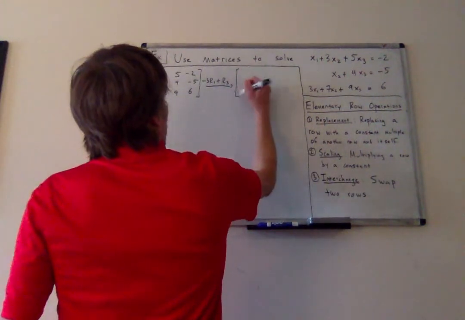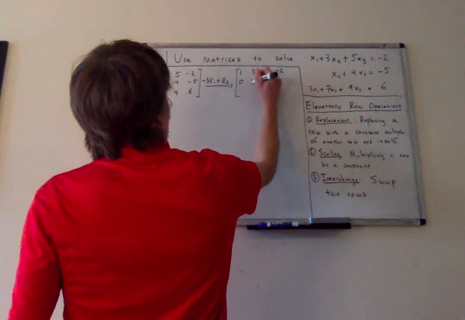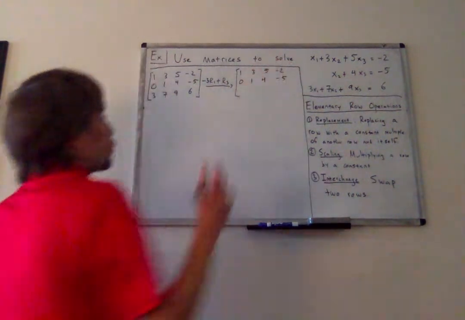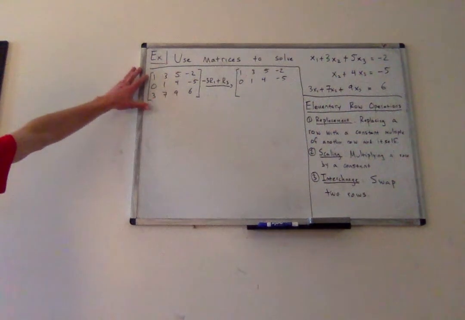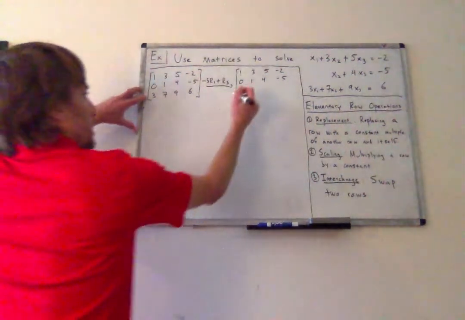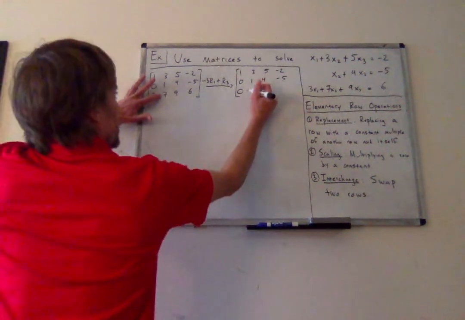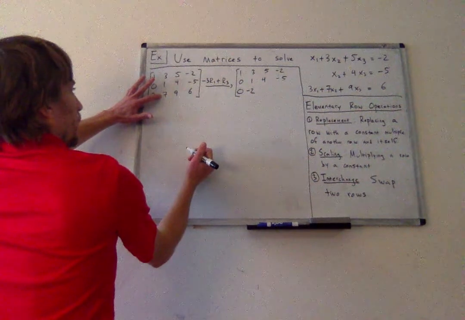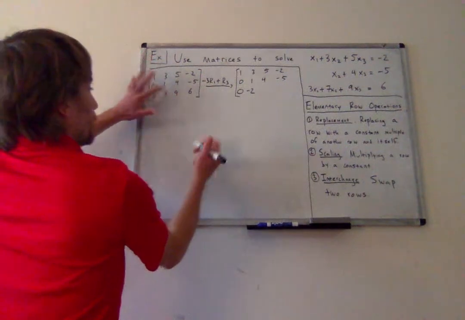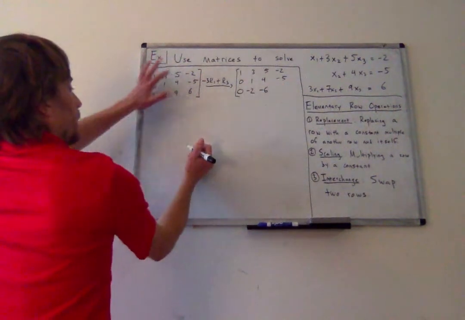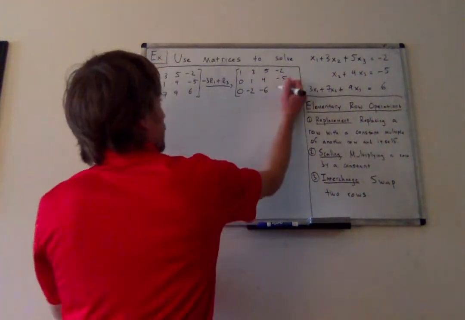This gives me a matrix where rows 1 and 2 are left completely untouched, and my new row 3 is just -3 times row 1 plus my old row 3. So -3 times 1 is -3, plus 3 is 0. -3 times 3 is -9, plus 7 is -2. 5 times -3 plus 9 is -6. And 2 times -3 plus 6 is 12.